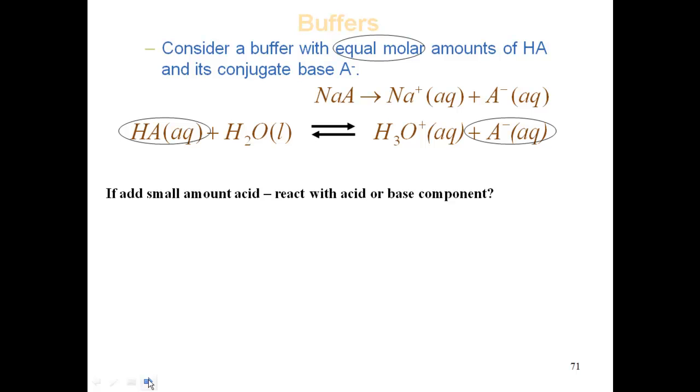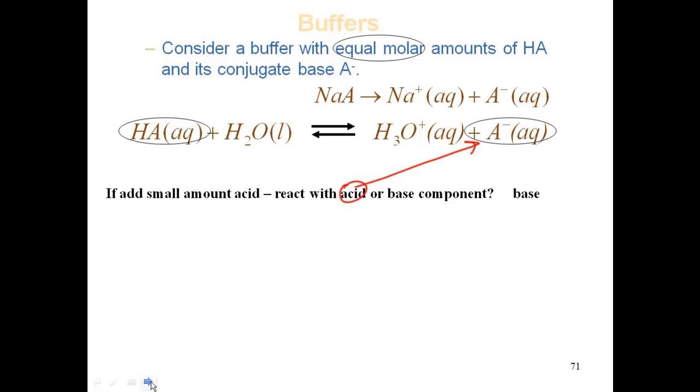Let's take this particular reaction now, and let's say I add a small amount of acid. If I add a small amount of acid, it's either going to react with the HA or the A minus. Those are my two components. So will it react with the acid or the base component? Well, if I add an acid, it wants to do neutralization, so it's going to want to go after a base component. So in this case, adding any additional acid, it's going to react with the A minus.